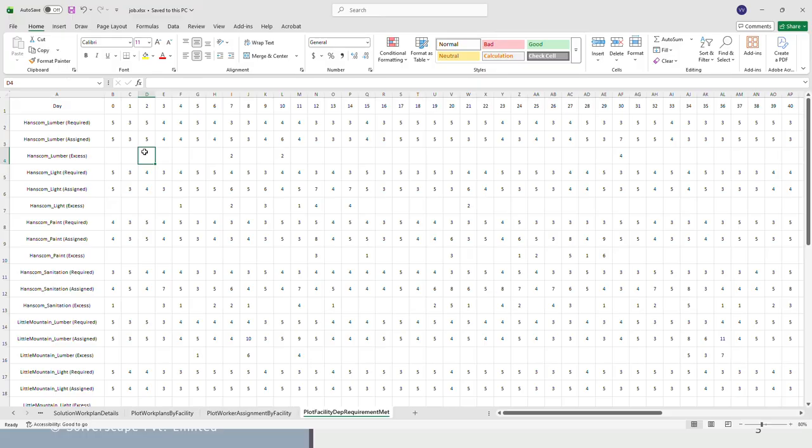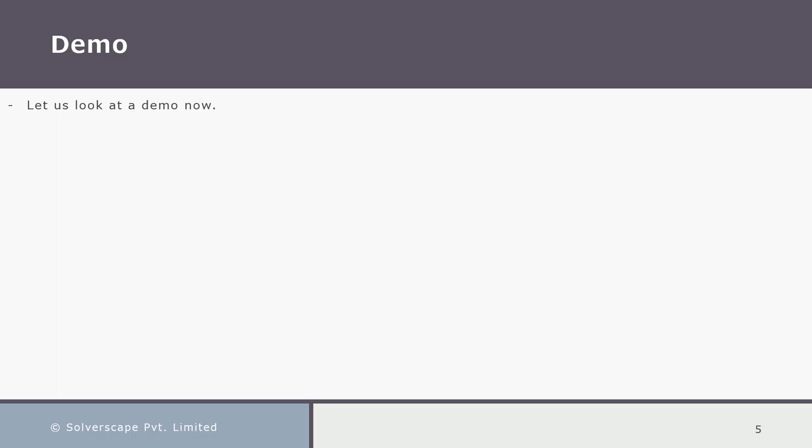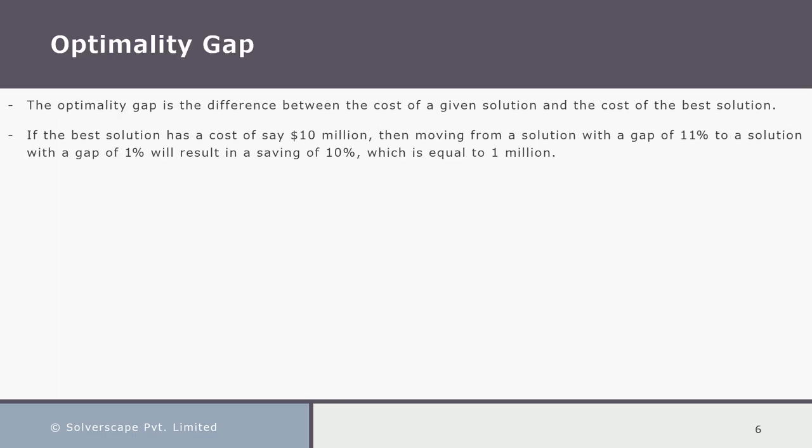So the next question is, how good is this solution? For that, we need to talk about one or two concepts. The first is the optimality gap. It is the difference between the cost of a given solution and the cost of the best solution. If the best solution has a cost of say 10 million, then moving from a solution with a gap of 11% to a solution with a gap of 1% will result in a saving of 10% or 1 million.